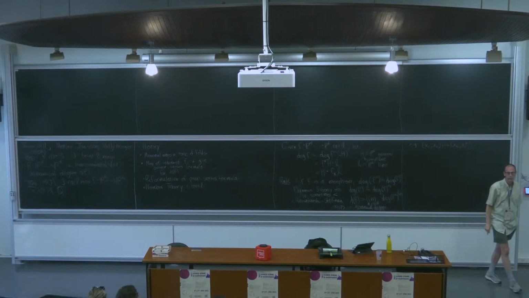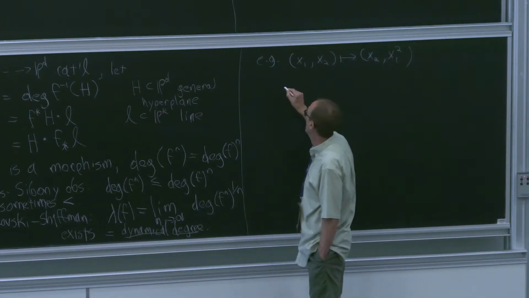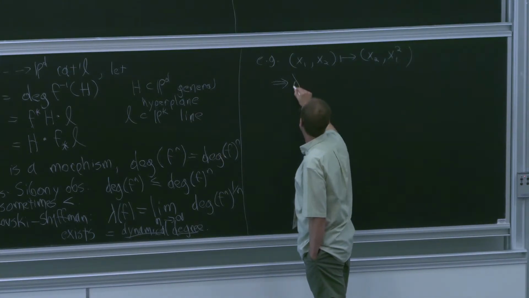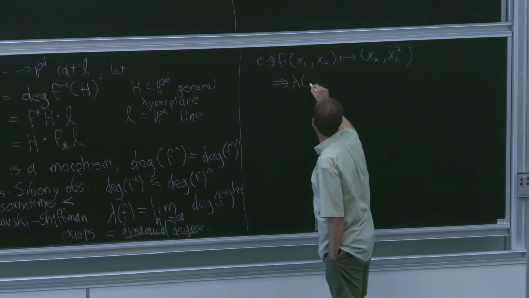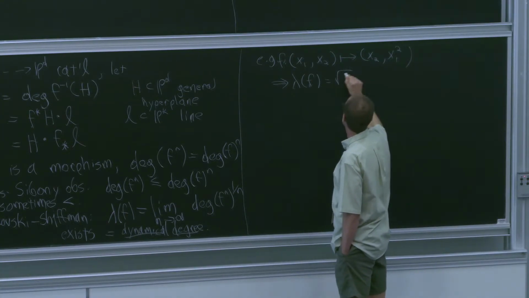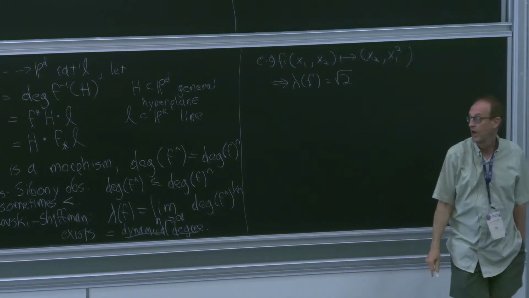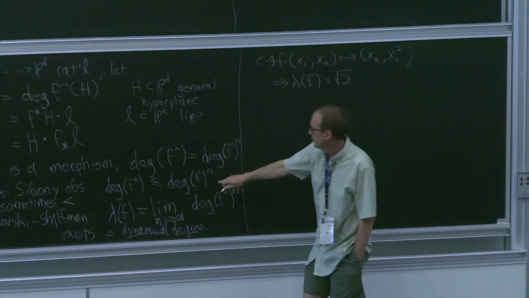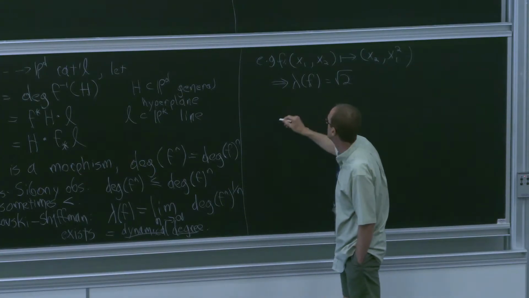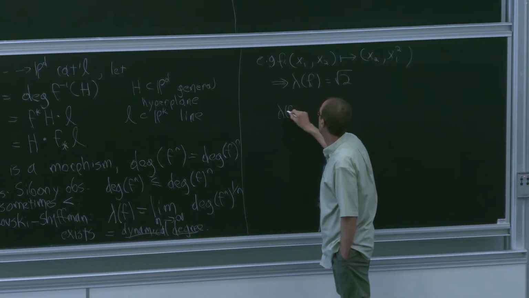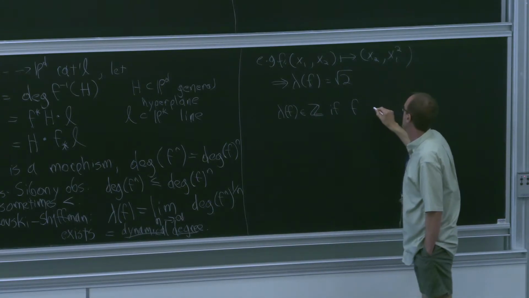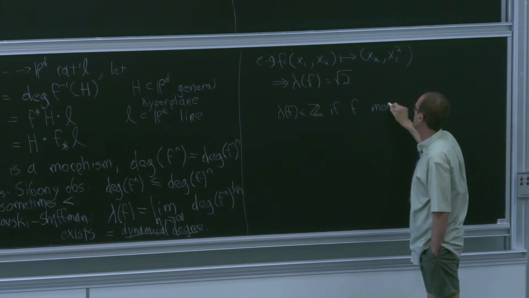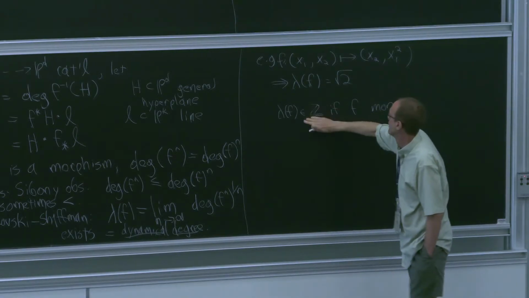You just take this map where you swap the coordinates and square one of them, just affine coordinates. That's f. Then lambda of f is root 2. Okay? If f is holomorphic, you're going to get an integer. I should have said that first. Lambda of f is in Z if f is a morphism, because it's just the degree of f.